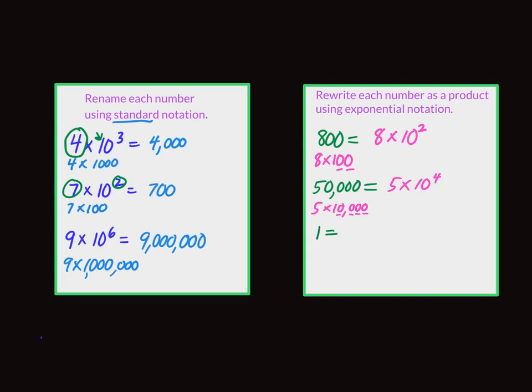And I threw this last one in here, not to mess with you, but just to keep you on your toes. 1 could be rewritten as 1 times 1. So that would be 1 times, how do I do a power of 10 that equals 1? You don't typically write this one, but that would be 10 to the 0 power. The way I remember that is 10 to the 0 power is a 1 with 0 zeros. So 1 times 1 is 1. I hope that helped.